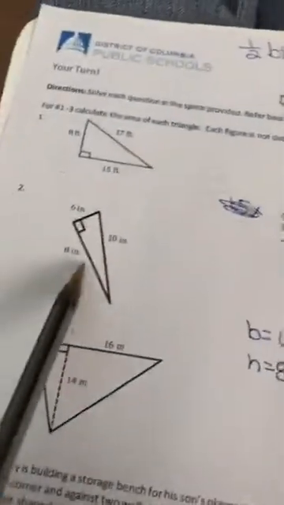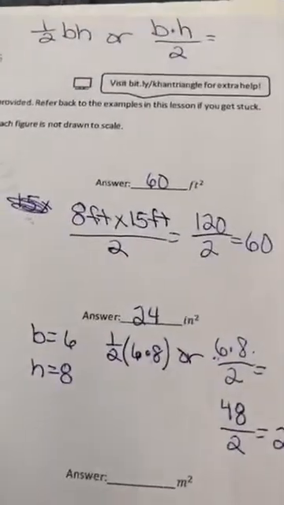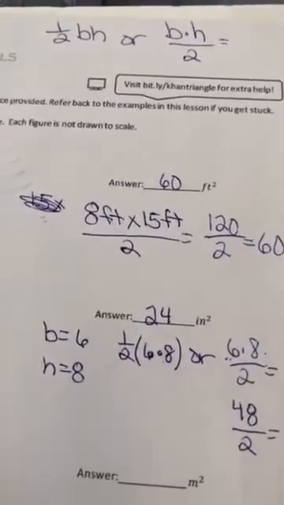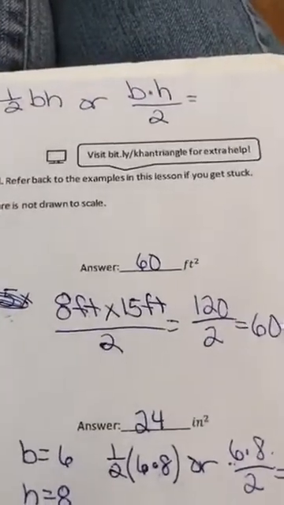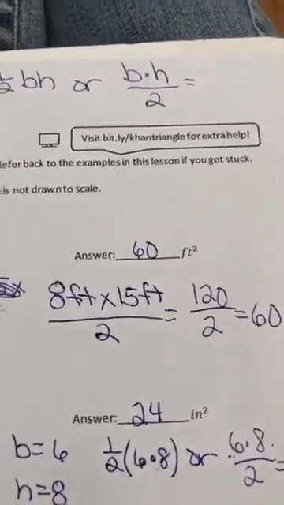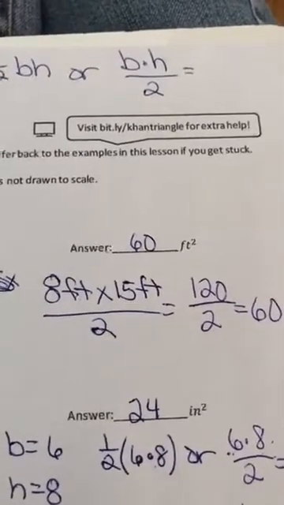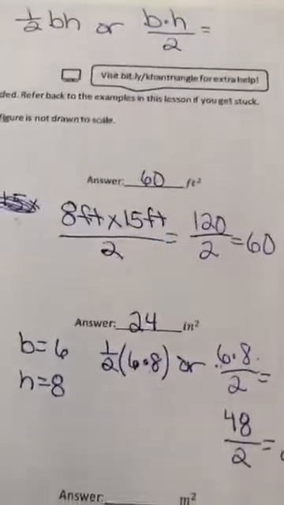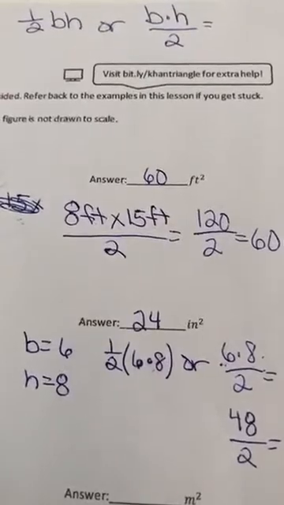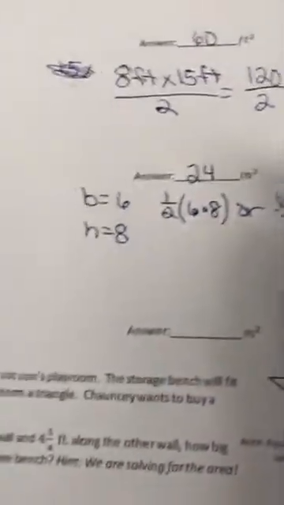And I look at my unit, inches times inches is inches squared, okay? So 6 times 8 is 48 divided by 2 is 24. And we have 24 inches squared. Yay! All right. Okay, let's look at the next one.